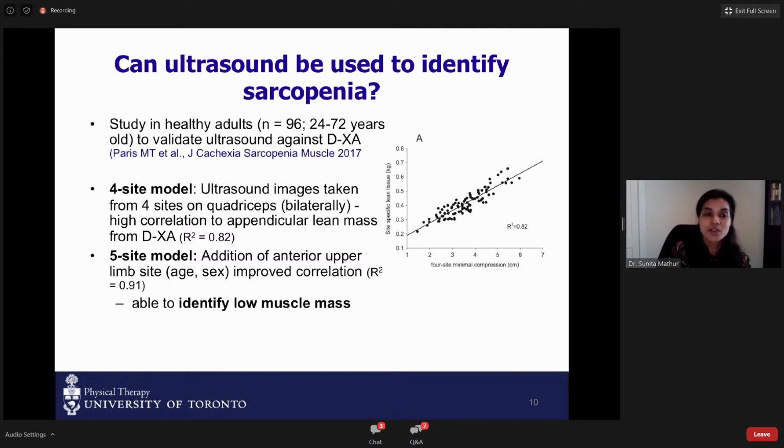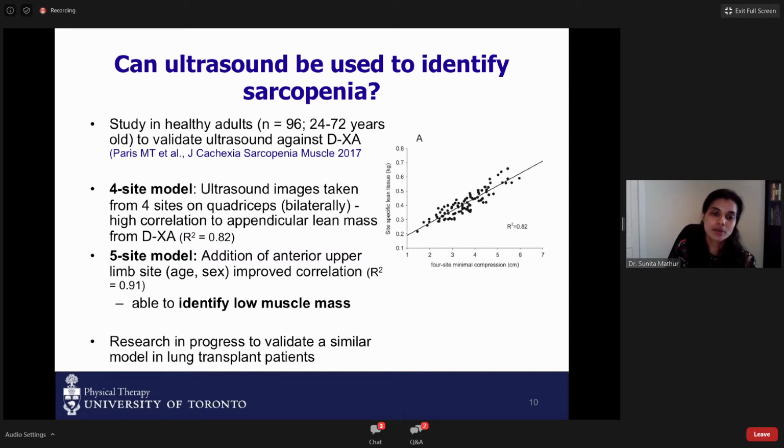So if we could do that with ultrasound, that can be done much quicker than doing it with DEXA. And it can be applied to many more patients, such as the ones that we look at, who may, as I mentioned, be in the hospital, they could be in the ICU. And so we can't be sending them for these extra imaging modalities. So we're doing a study right now that I'm going to talk about a little bit at the end of the presentation, where we're going to try to validate a similar model using ultrasound against DEXA in people who are undergoing a lung transplant. And we're trying to validate this so that we could more easily identify people with sarcopenia that are undergoing transplantation surgery.